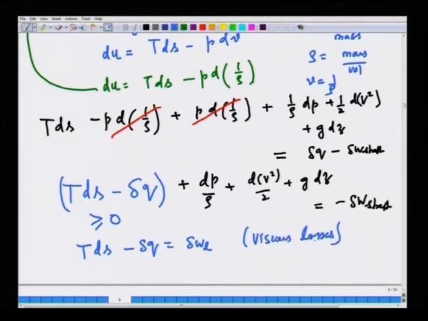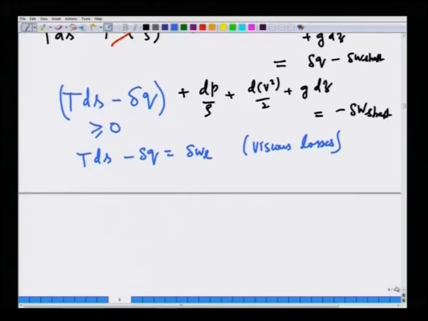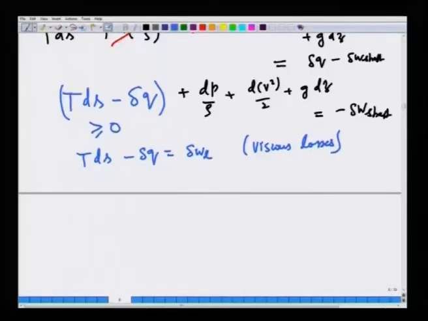which cannot be retrieved as useful work, because of the irreversibility of the process, there is always a systematic conversion of macroscopic energy to internal energy. So, mechanical energy to internal energy. So, we cannot retrieve this back as useful work. So, these are forever lost to internal energy or the internal degrees of freedom, which will eventually manifest as an increase in temperature of the fluid. Okay. So, these are the viscous losses.